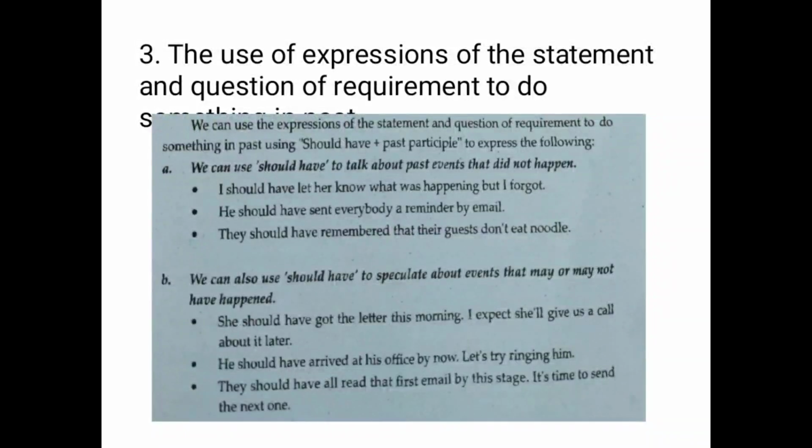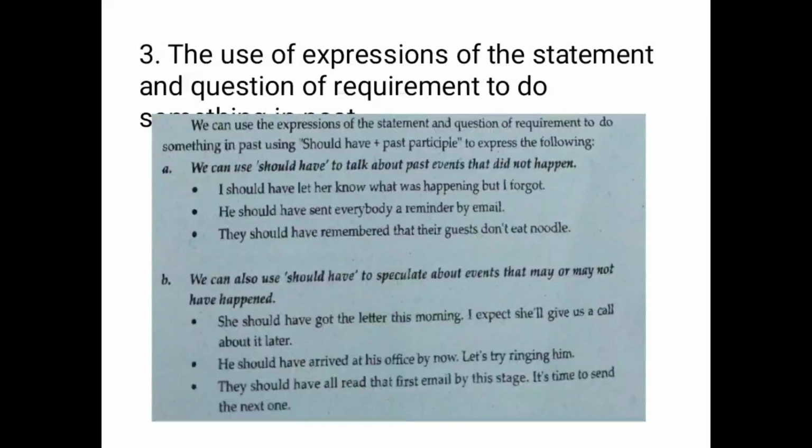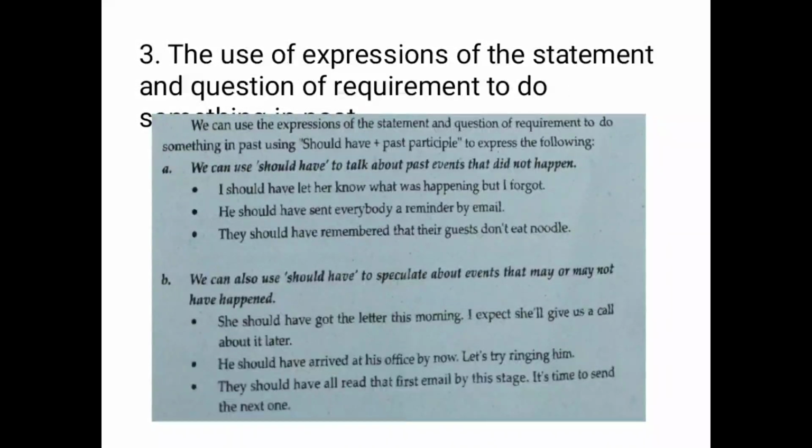B. We can also use should have to speculate about events that may or may not have happened. She should have got the letter this morning. I expect she'll give us a call about it later. He should have arrived at his office by now. Let's try ringing him. They should have all read that first email by this stage. It's time to send the next one.